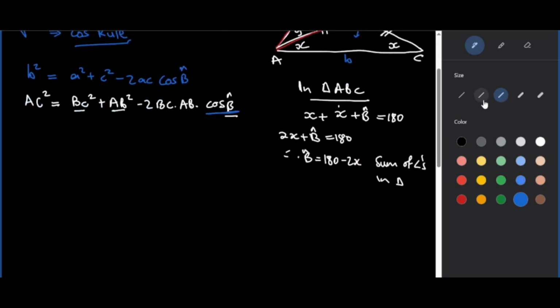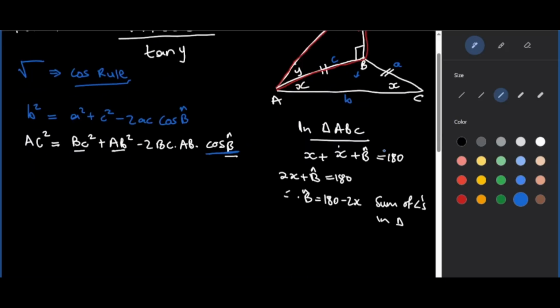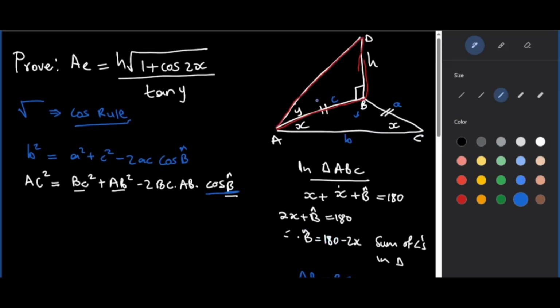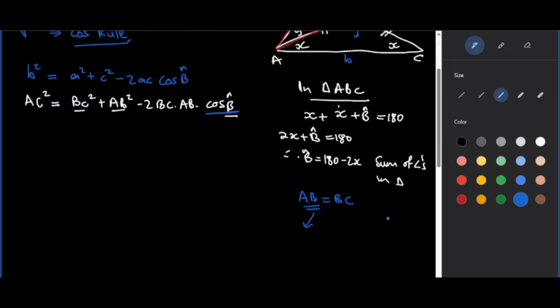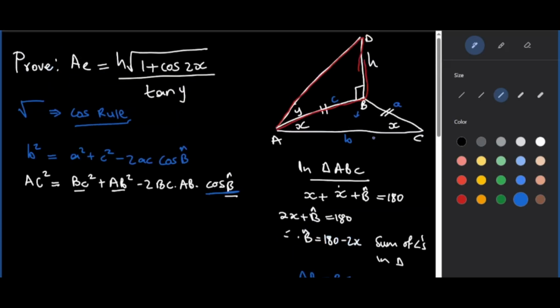Okay, so now let's focus on the other triangle, which is ADB. We know that AB is equal to BC. So now we can use this BC using triangle ABD. So in triangle ABD, what do we know about that? We can find AB.